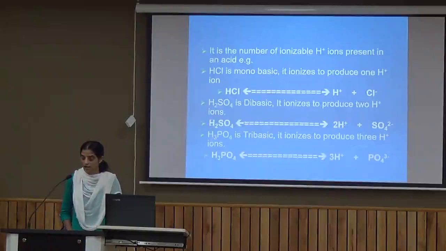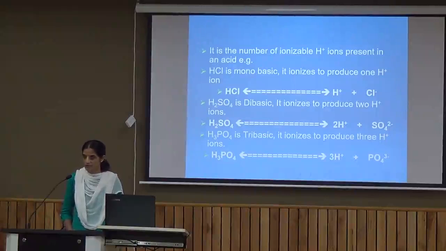Now next they have given us the basicity of acids. Basicity of an acid is actually the number of ionizable hydrogen ions present in an acid. Let us take the example of hydrochloric acid. In solution, it is capable of giving only one hydrogen ion. That is why we say hydrochloric acid has basicity 1 and it is monobasic in nature.